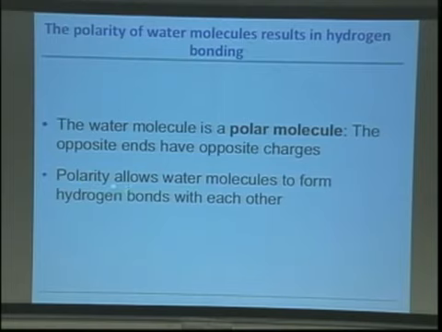And because of this polarity, it allows water molecules to form special kinds of bonds called hydrogen bonds with each other. Okay, and these hydrogen bonds, certainly in liquid water, are constantly forming, breaking, and then reforming.